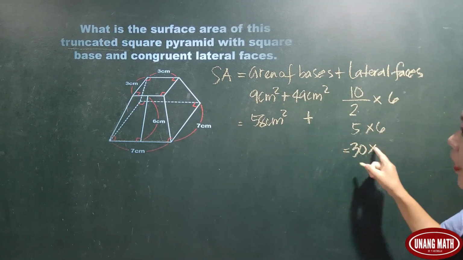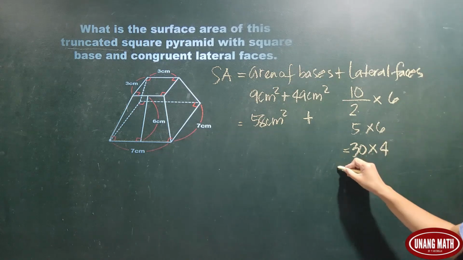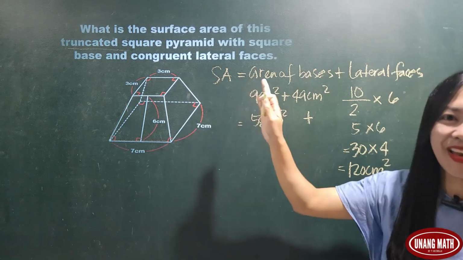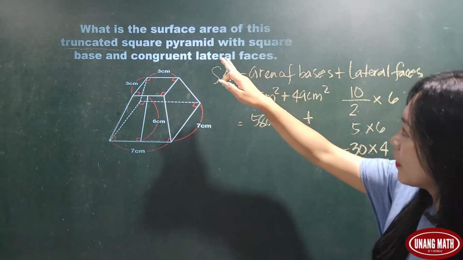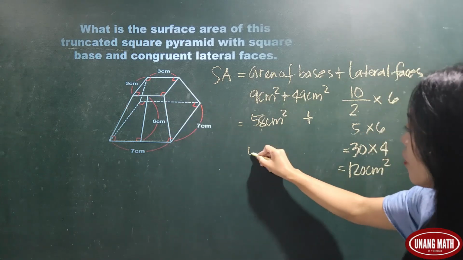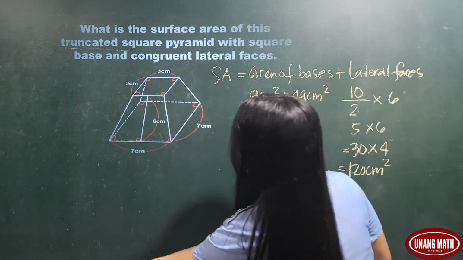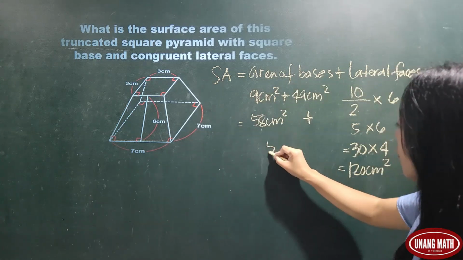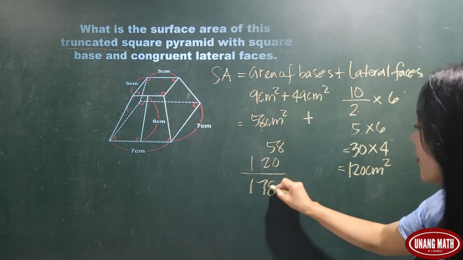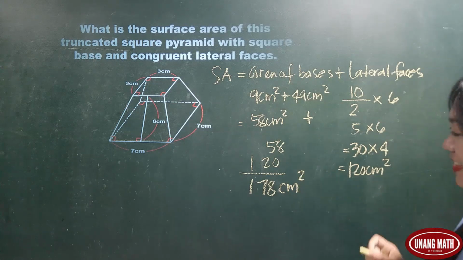Since there are 4 congruent lateral faces, multiply this by 4. So this is 120 square centimeters for the 4 lateral faces. To find the surface area of this truncated square pyramid, we have here 58 plus 120, which is equal to 178. So 178 square centimeters.